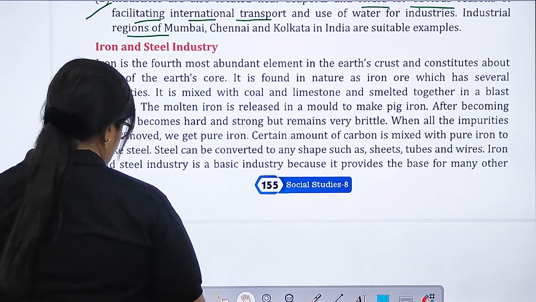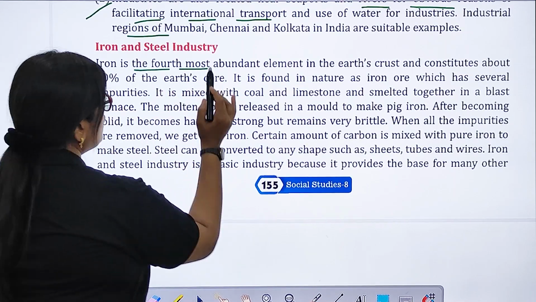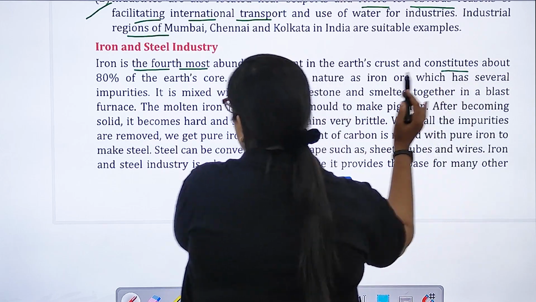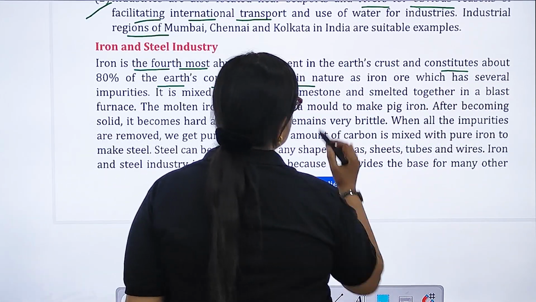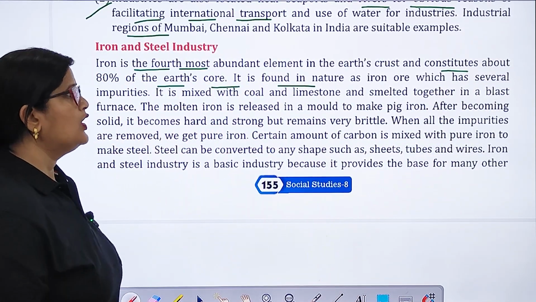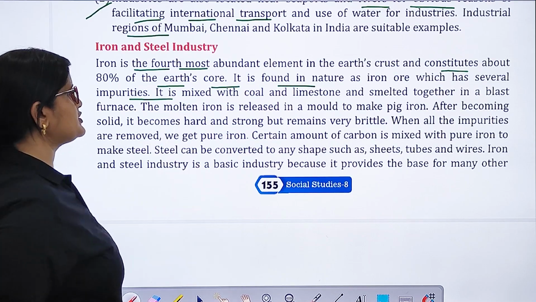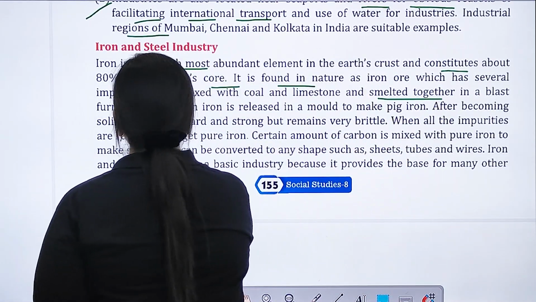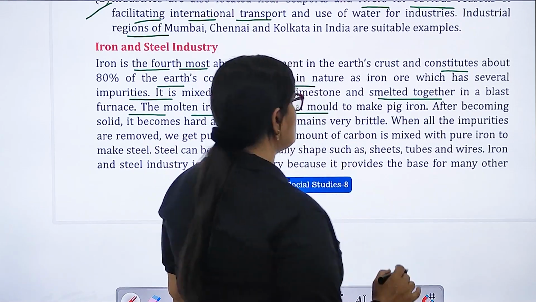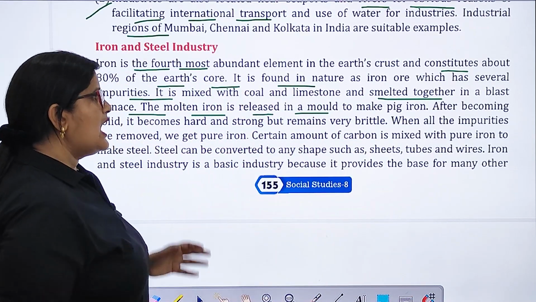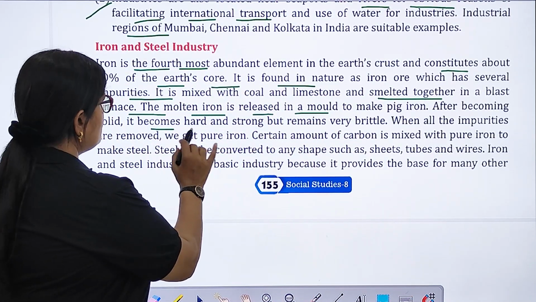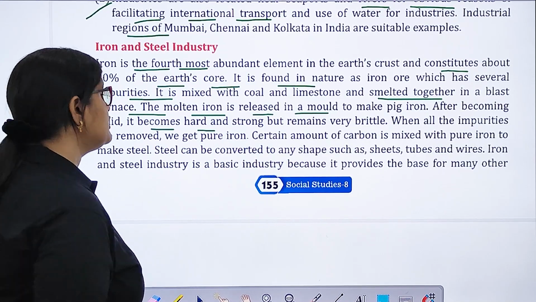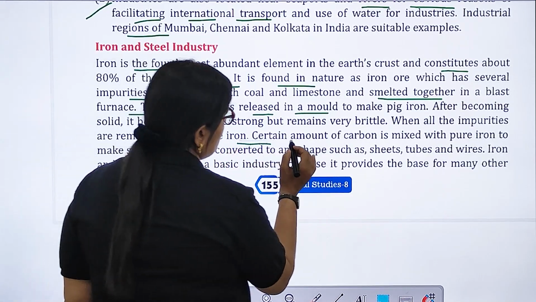Iron and steel industry. Iron is the fourth most abundant element in the earth's crust and constitutes about 80% of the earth's core. It is found in nature as iron ore, which has several impurities. It is mixed with coal and limestone and smelted together in a blast furnace. The molten iron is released into a mold to make pig iron. After becoming solid, it is hard and strong, but remains very brittle. When all the impurities are removed, we get pure iron.